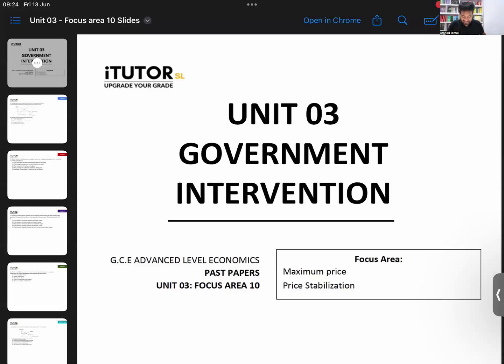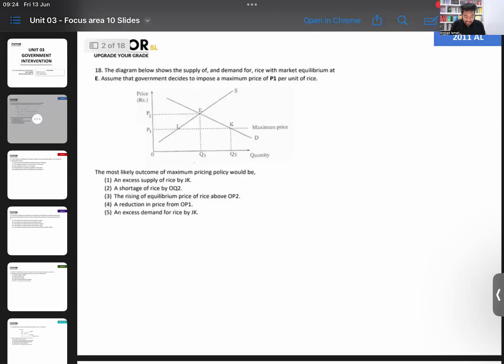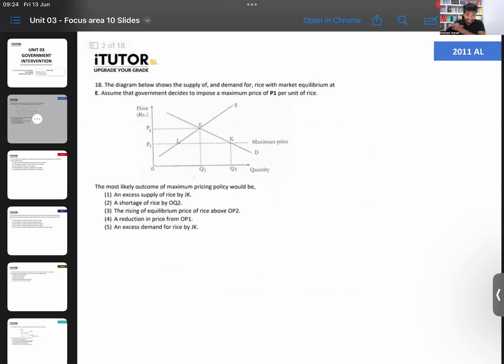Okay, so we'll start with the next part of this, that is the questions on maximum prices and price stabilization. So we'll do this a bit faster. We'll try and finish off things as soon as possible. So starting with 2011 A-levels, question number 18. This comes from two areas, maximum prices and price stabilization. Some of the questions are from maximum prices, some of it is from price stabilization.